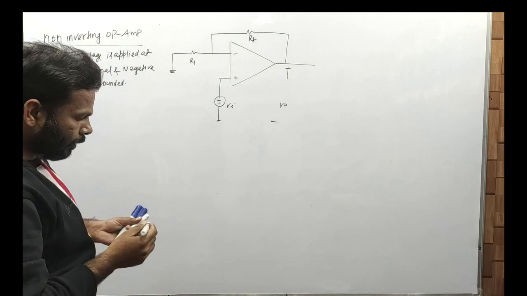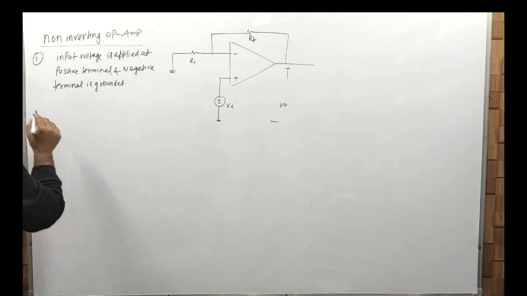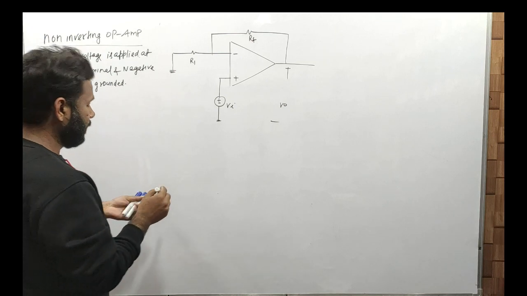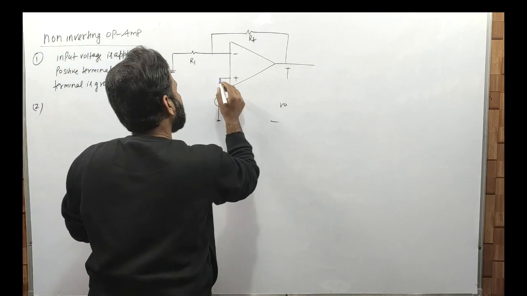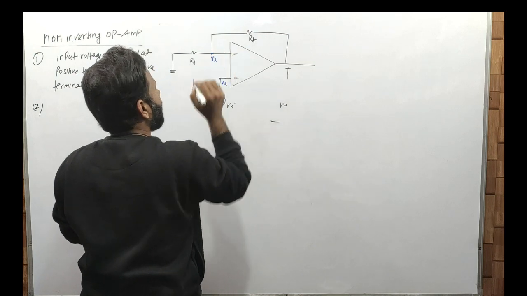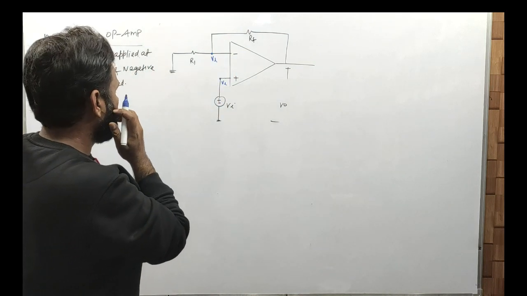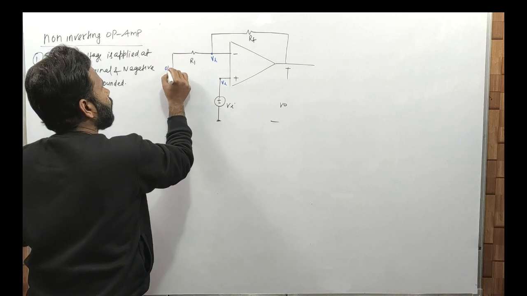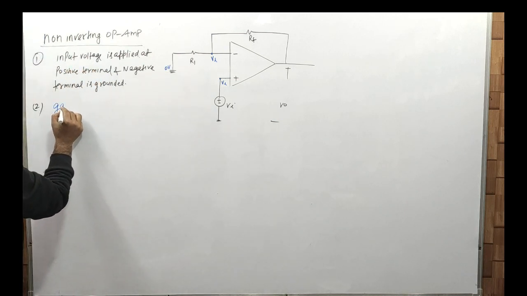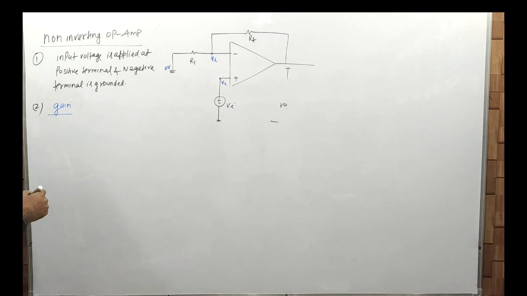Now according to the virtual short concept, now second point में देखते हैं, according to the virtual short concept, if this point voltage is Vi, then this point voltage is also Vi. Clear है यहाँ तक? And this point is at 0 volt. Clear है? So the gain of this op amp is what?